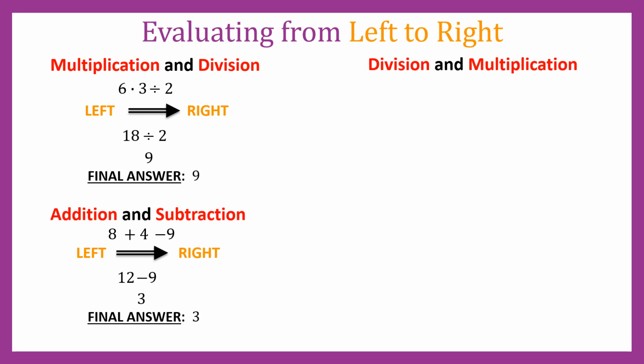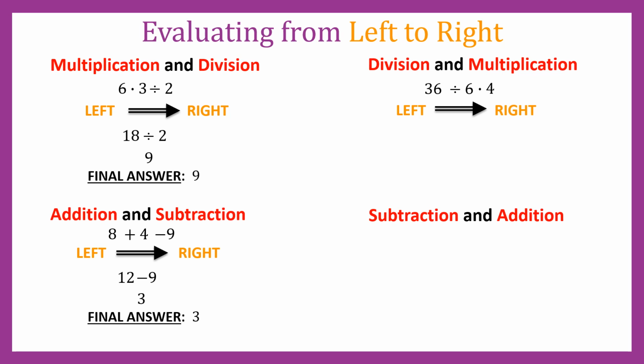Now we're going to be working with division and multiplication, and subtraction and addition. We have here an expression, which is 36 divided by 6 times 4. We also apply the same rule, working from left to right. We see that division comes first. So we divide 36 by 6. That gives us 6, times 4 gives us 24, and our final answer is 24.